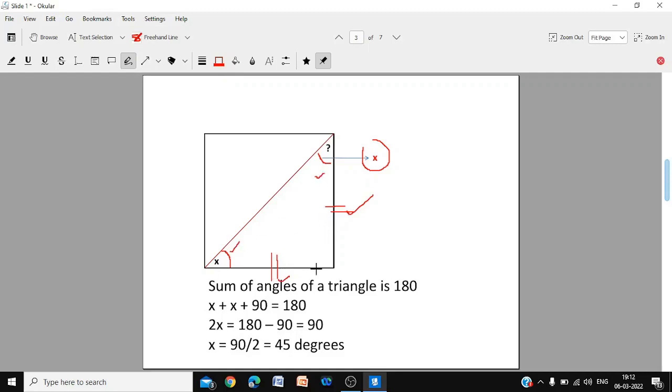And this is obviously 90 degree. This is a square. It has to be 90 degree. So x plus x plus 90 is 180. x plus x will be 2x. 90 will go to that side and become minus 90. So 180 minus 90, 90. 2x equal to 90 or x equal to 45. So each of these two angles are 45 degrees.